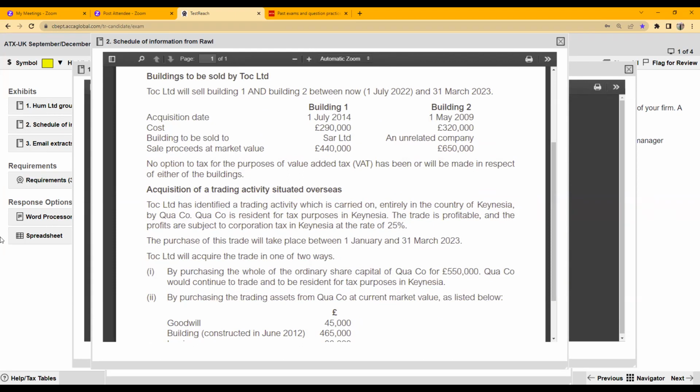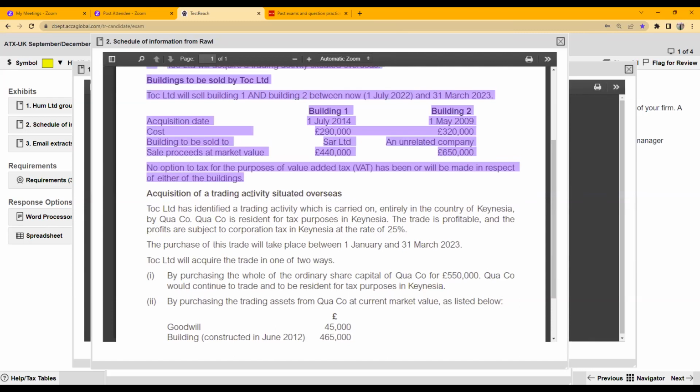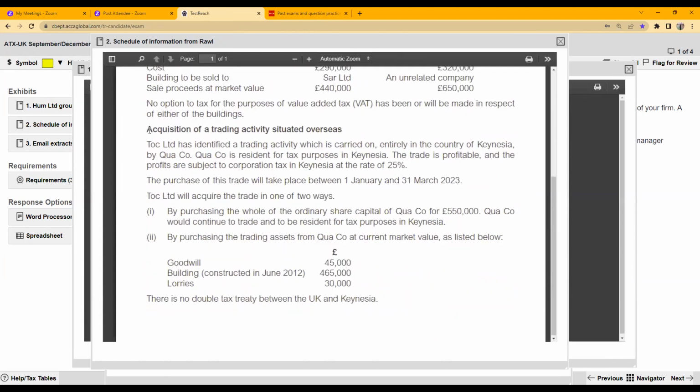Next thing, acquisition of the trading activity situated overseas. The group has planned that Talk Limited would be disposing of 2 buildings and would be continuing its business with the third building. And Talk Limited wants to expand its business through the acquisition of a trading activity situated overseas.